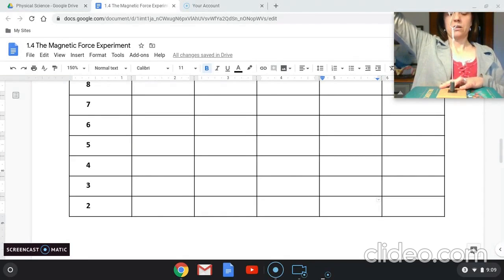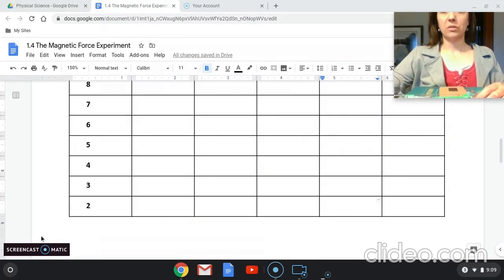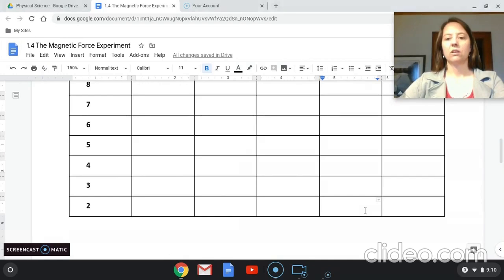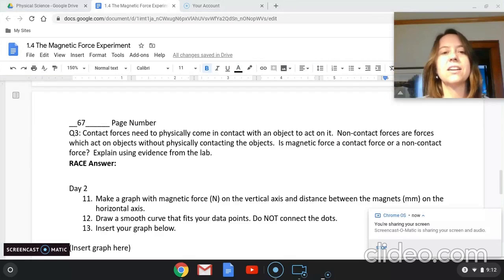And then for our last one. So we have 1, 2, 3.1, 3.4 newtons. So please write for trial 3, 3.4 newtons. And then for our average, we're going to add 3.5 plus 3.6 plus 3.4 and divide by 3, and then put your answer in newtons. Great, now that we're done with the data table, let's come down to Q3.